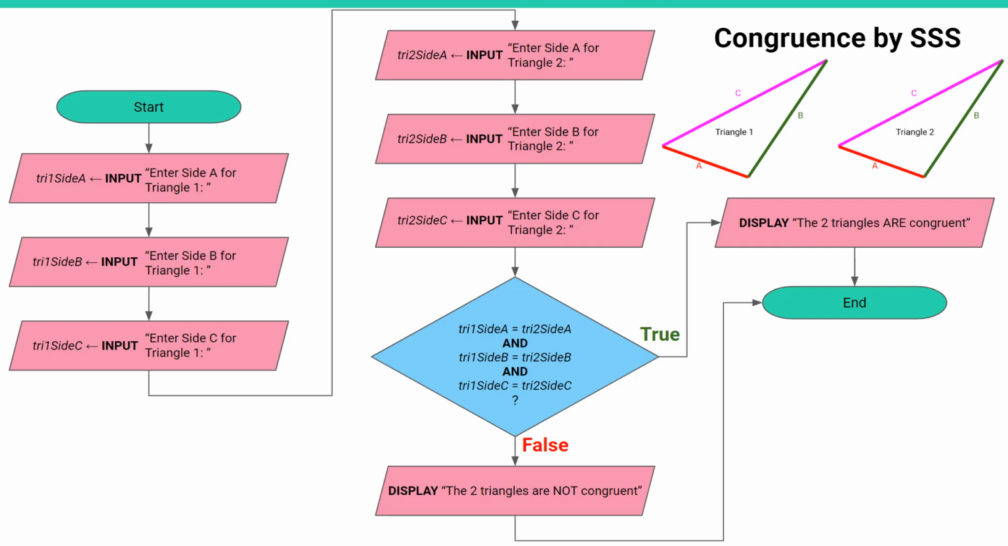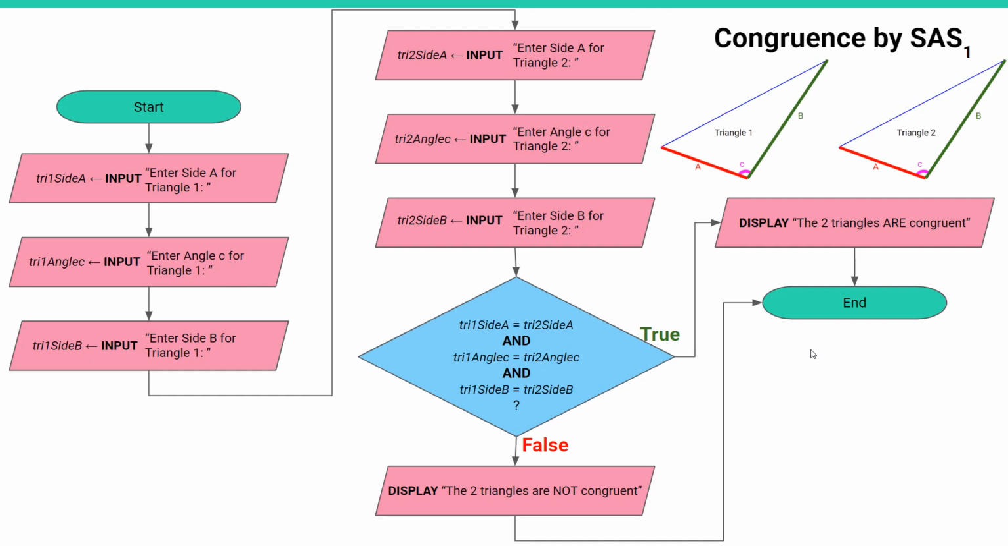We've got 6 input instructions to gather 6 variables from the user. That is 3 sides from one triangle and 3 sides from another. And then we do this big compound decision step where we check that both sets of 3 sides are equal, and then we can determine whether the triangles are congruent or not. So let's take a look at the side angle side rule.